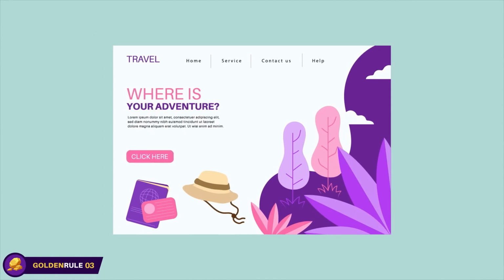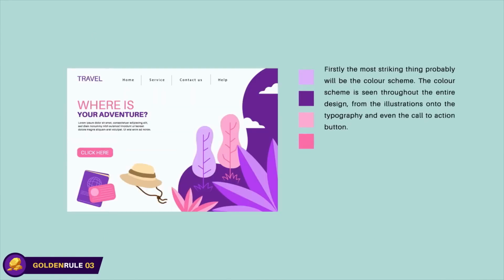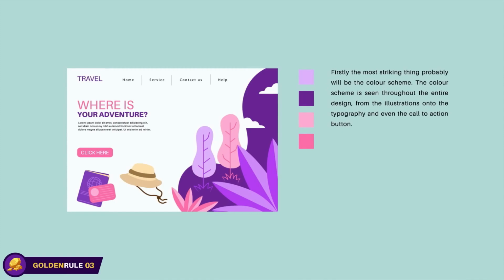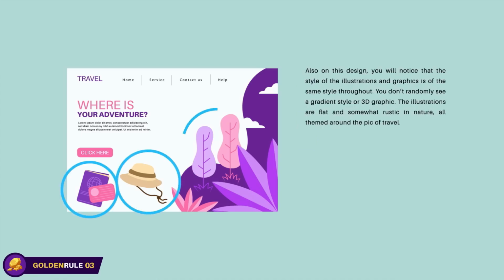Firstly, the most striking thing probably will be the color scheme. The color scheme is seen throughout the entire design, from the illustrations into the typography, and even the call to action button. Also in the design, you notice that the style of the illustrations and the graphics are of the same kind throughout. You don't randomly see a gradient style or 3D graphic. The illustrations are flat and somewhat rustic in nature, all themed around the topic of travel.